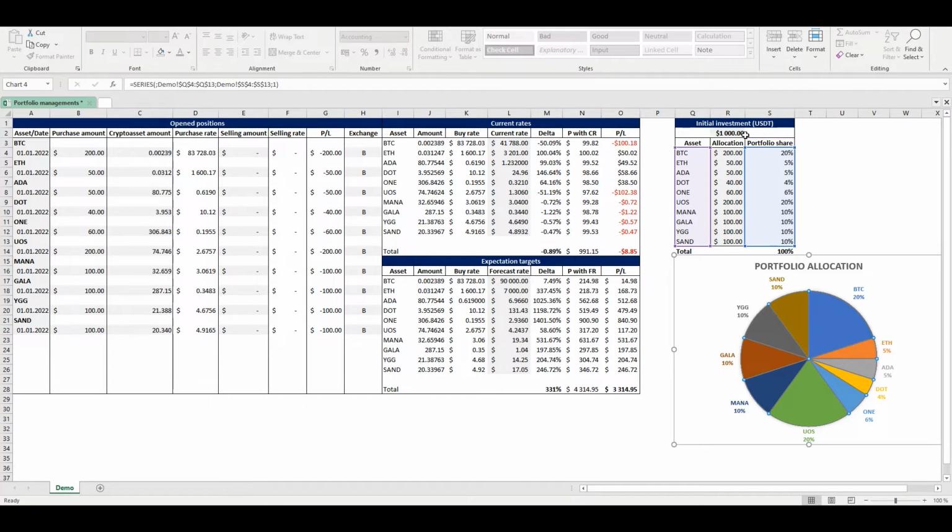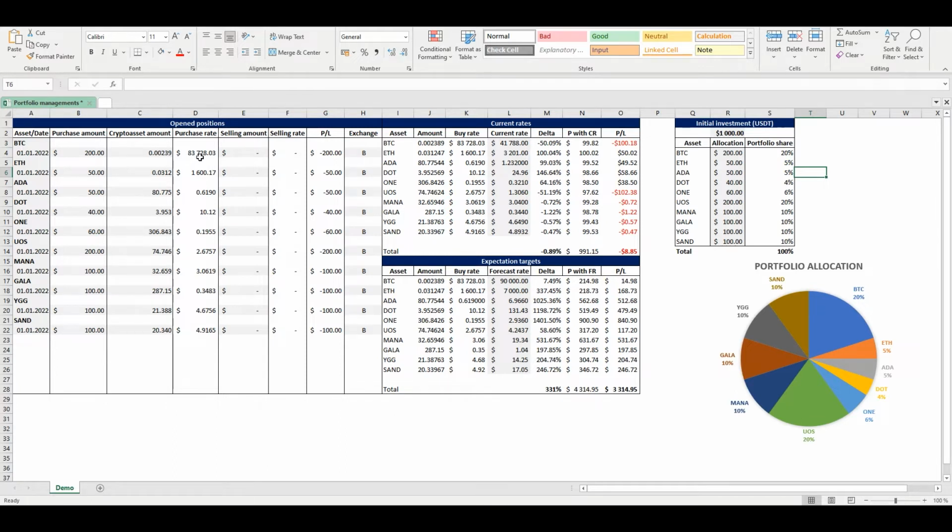First of all, you would need to type in the initial investment. Please bear in mind that every single field that is highlighted gray, as you can see over here, over here, over here, and here, is basically the fields that you would need to input yourself. So let's say you've invested $1,000. Then we would need to type in the open positions that we used that $1,000 for. So in the first row, we have asset and date. So we type in the asset and the date that we have purchased that asset. Then the purchase amount. So in this case, $200 for a BTC, for example. Then the crypto asset amount that we've received for that $200.